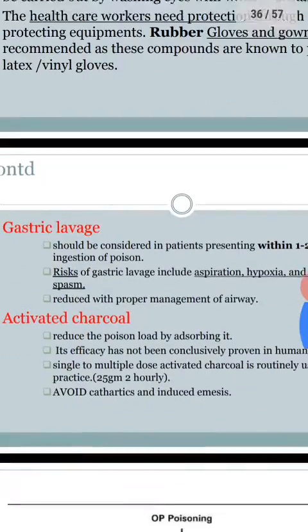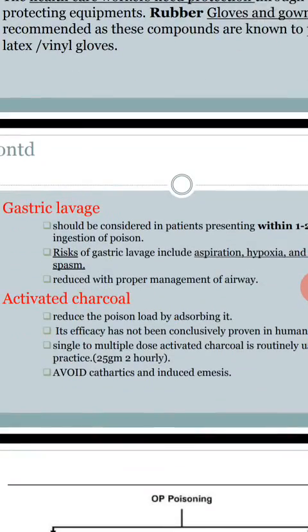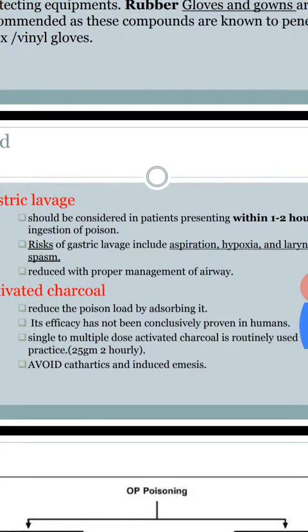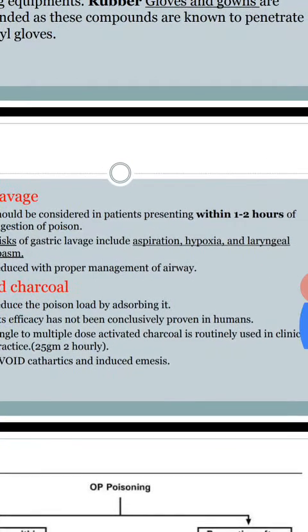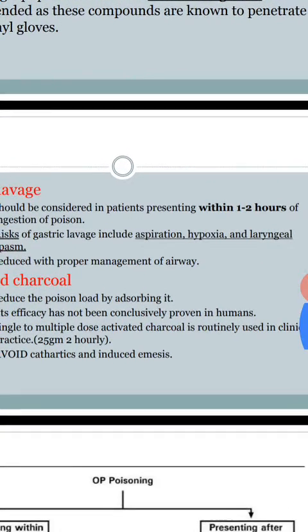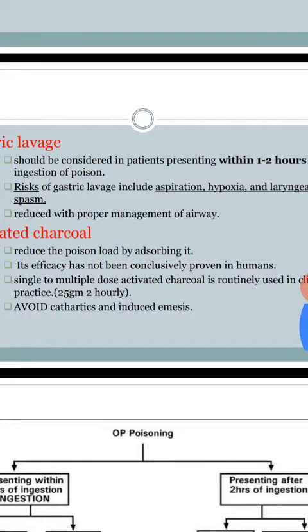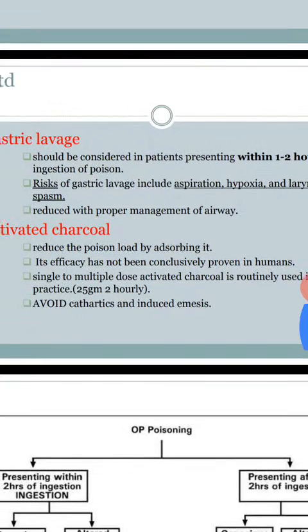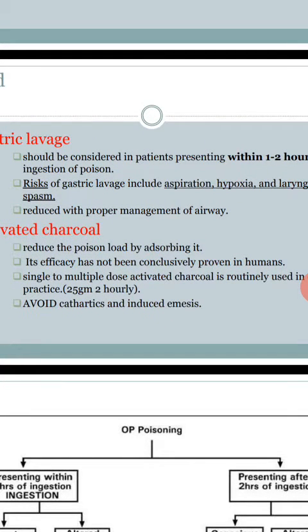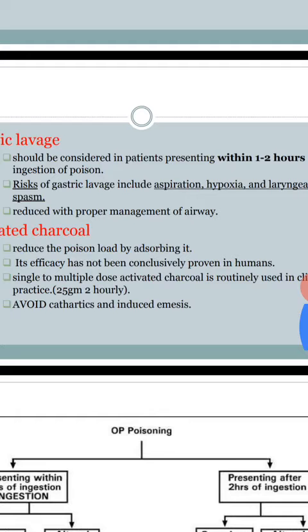So next is gastric lavage. The second process is gastric lavage. Already you discussed gastric lavage in the general principles; you have to do it within 1 to 2 hours of ingestion of the poison. Generally the complications are aspiration pneumonia, hypoxia, and laryngeal spasm, because gastric lavage is done by inserting an orogastric tube, which generally causes throat spasm.